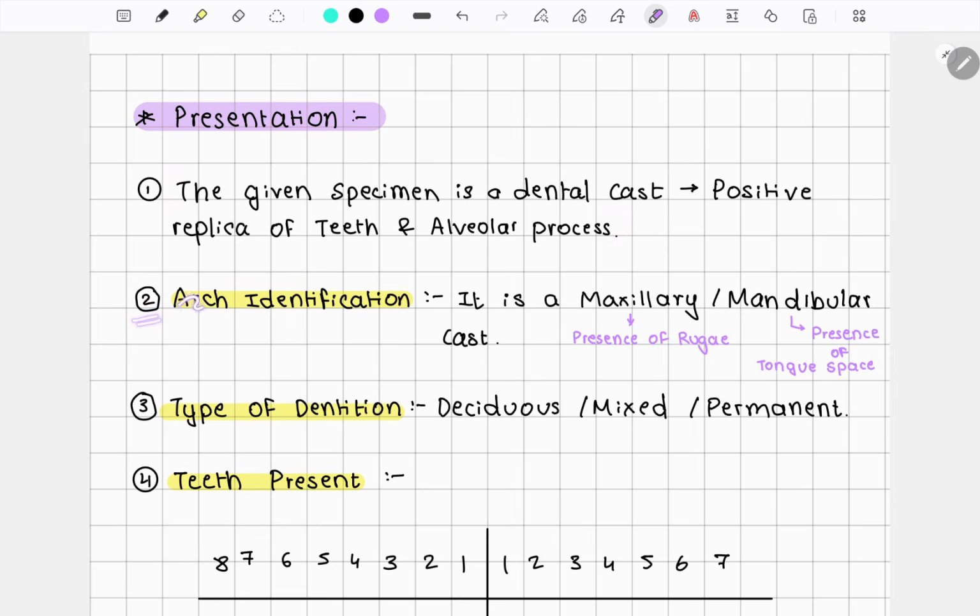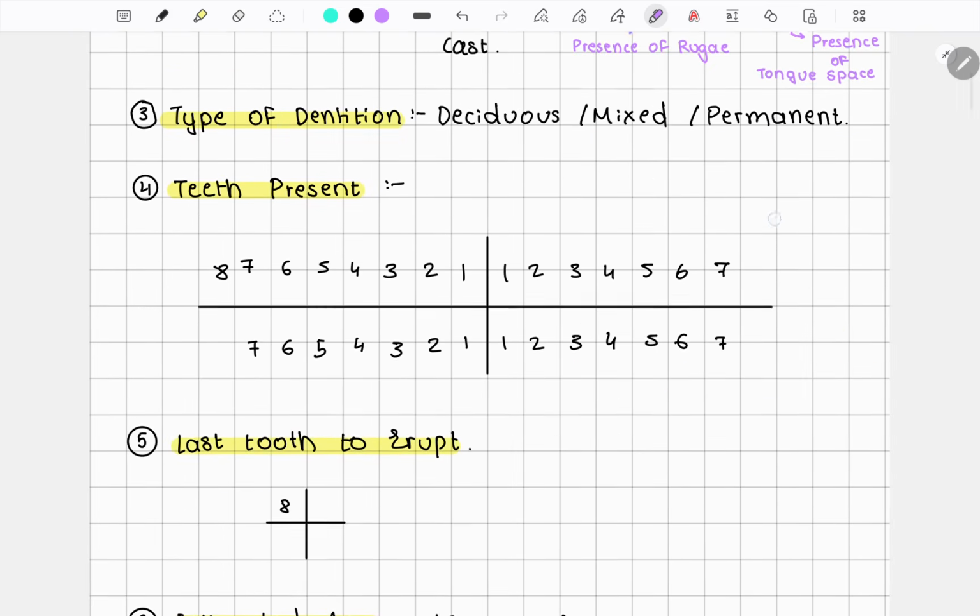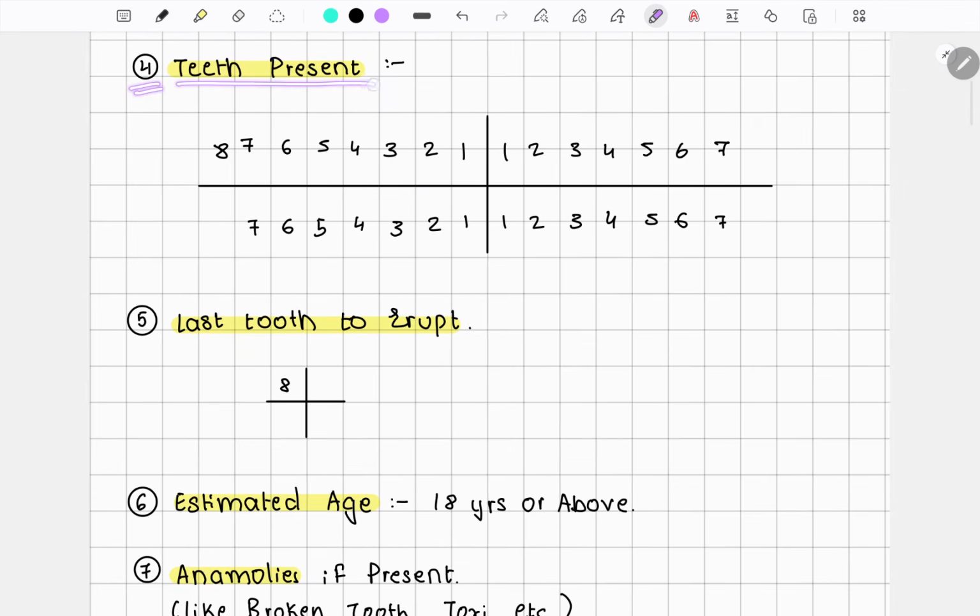The second point will be arch identification, whether it is a maxillary cast or a mandibular cast. You will write that it is a maxillary cast, for example. And how will you identify that it is a maxillary cast? If there is presence of rugae in the cast, then it will be a maxillary cast. And if there is presence of tongue space or alveolingual sulcus, then it will be a mandibular cast. Then the third point will be type of dentition, whether it is a deciduous dentition, a mixed dentition or a permanent dentition.